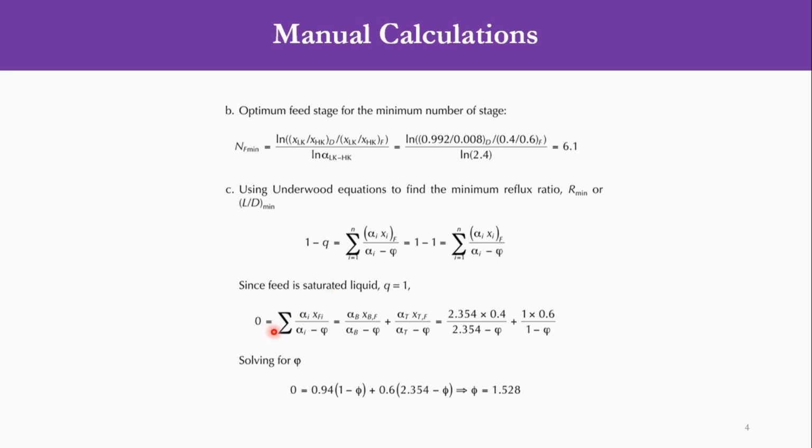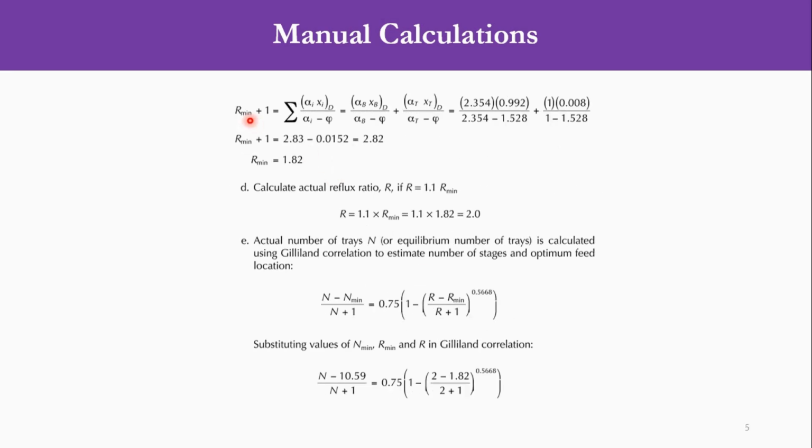So rearranging it, 0 is equal to, now i means the component. So for benzene, it will be alpha B x B of F, which is the mole fraction of benzene in the feed. So alpha B is 2.34, this one is 0.4, again alpha B is 2.34. Similarly, for toluene, 1 is the relative volatility value for toluene, x of T, which is the toluene in feed, which is 0.6, divided by 1 minus phi. And rearranging this equation, the value of phi is 1.528.